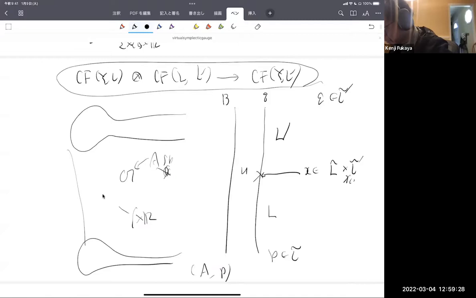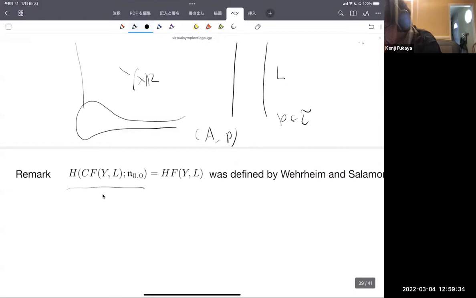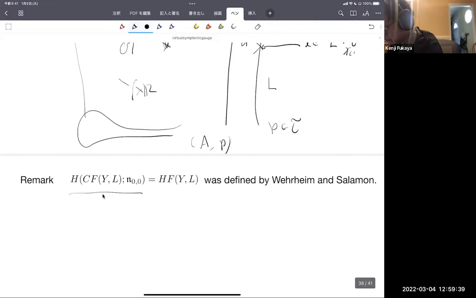And I want to mention that this CF(Y, L; N00) should be isomorphic to the Floer homology of the three-manifold with Lagrangian boundary conditions. That is defined by Wilhelm and Salamon in a slightly different context, but it should be isomorphic.